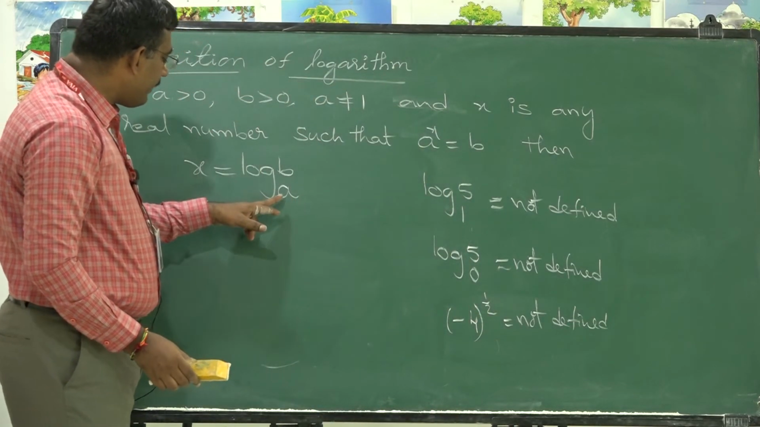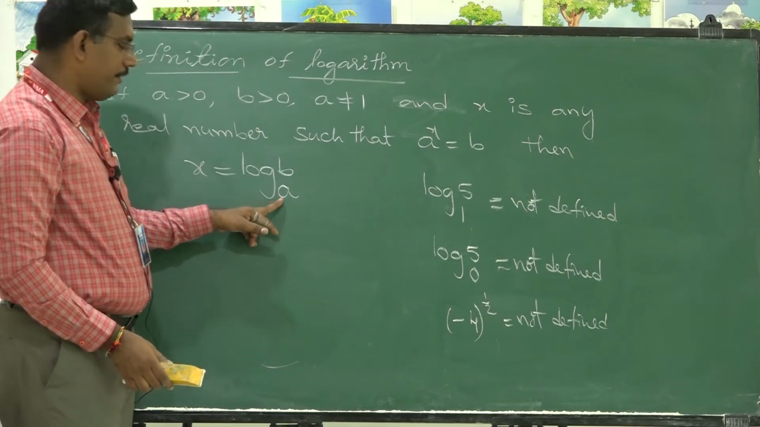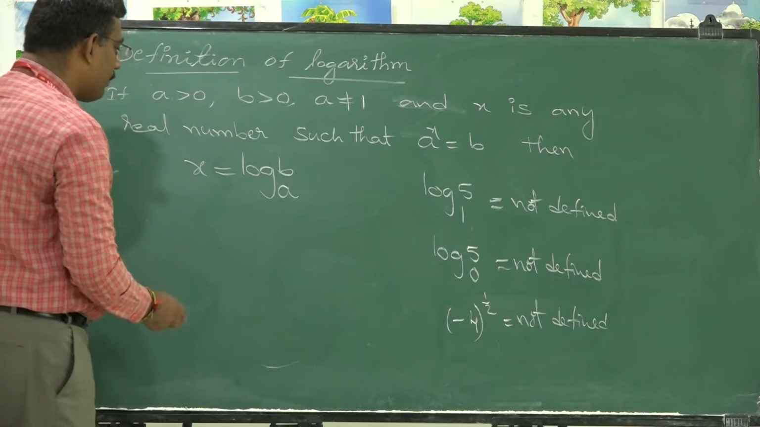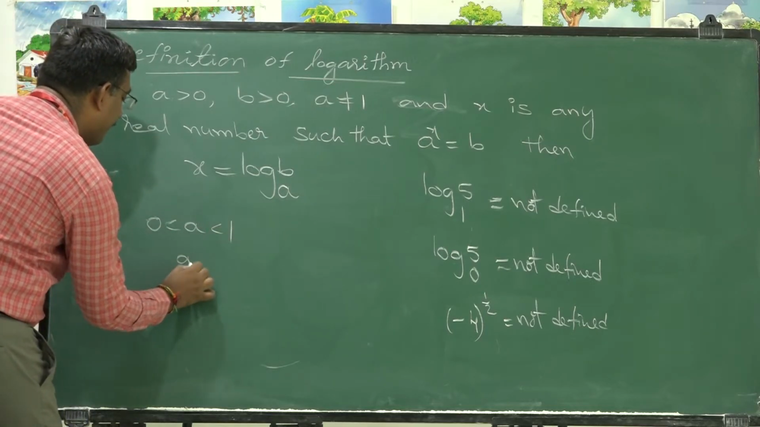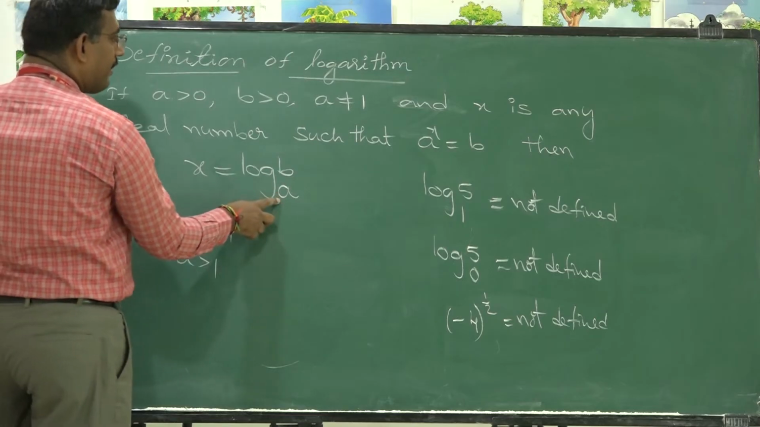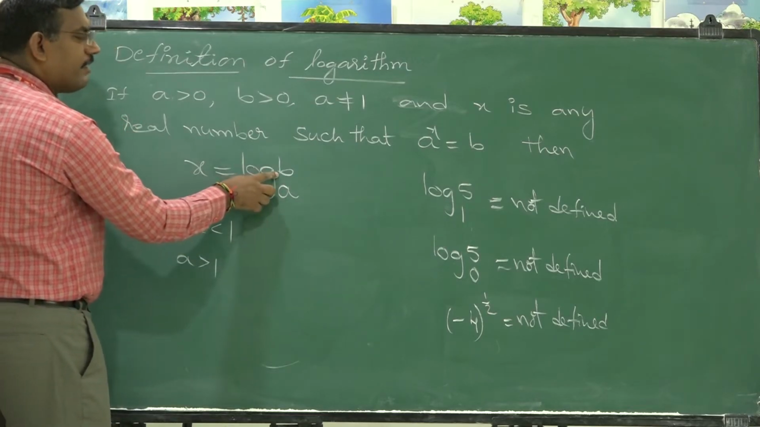Therefore, the base cannot be negative and the base is not equal to 1. So clearly we observe that the base lies between 0 and 1, or is greater than 1. So b is a positive real number.